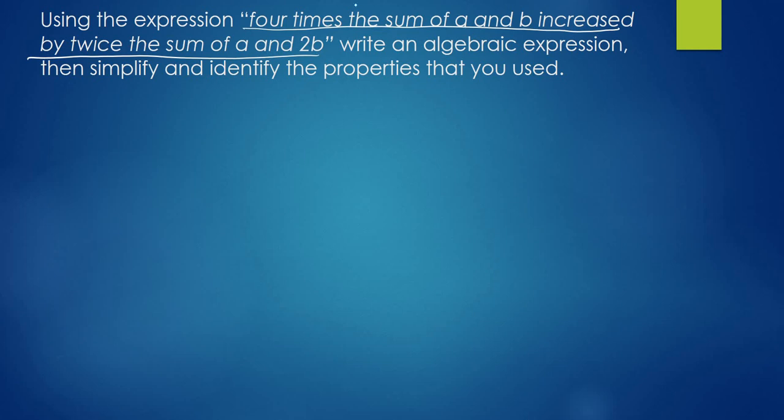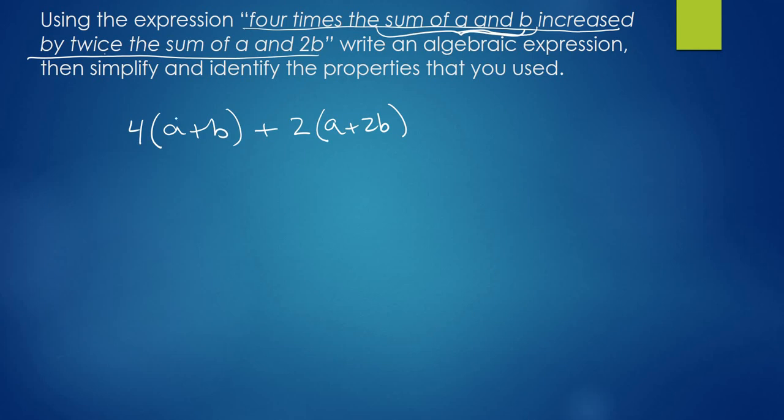Okay, 4 times something. So I'm going to put a parentheses. 4 times all of this, the sum of A and B. So A and B is going to go in parentheses. So I'm going to do 4 times the sum. Increased by, that means add. Twice, that means 2 times, the sum of A plus B. So hopefully you got that for your expression. If you didn't, be sure you ask me. Hopefully you understand now why this is the appropriate expression.